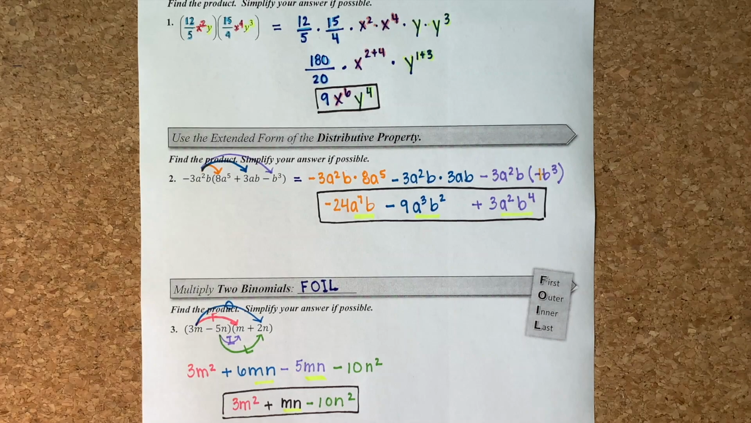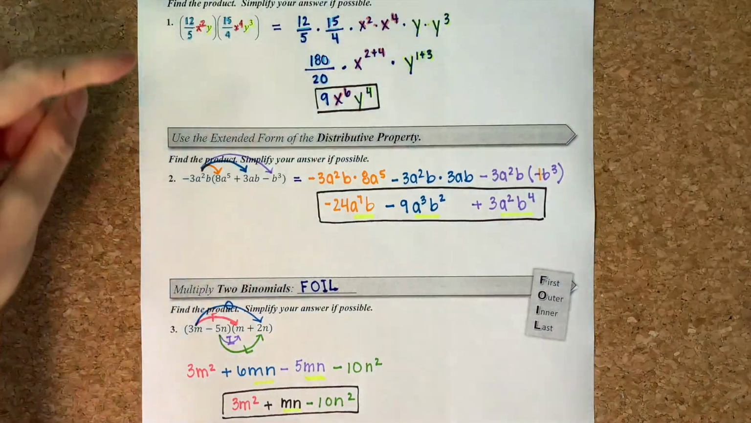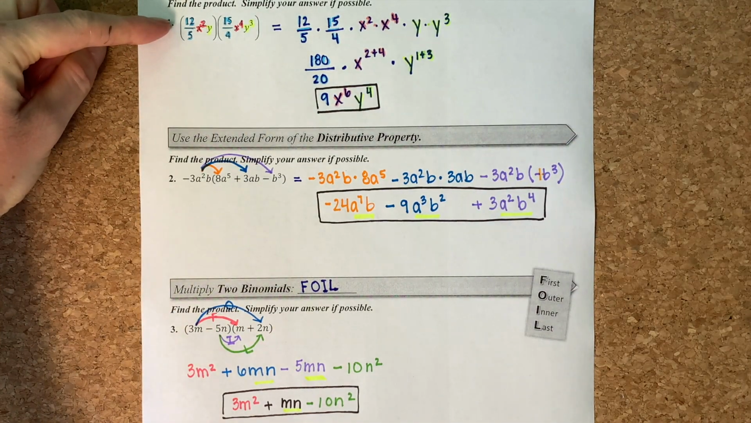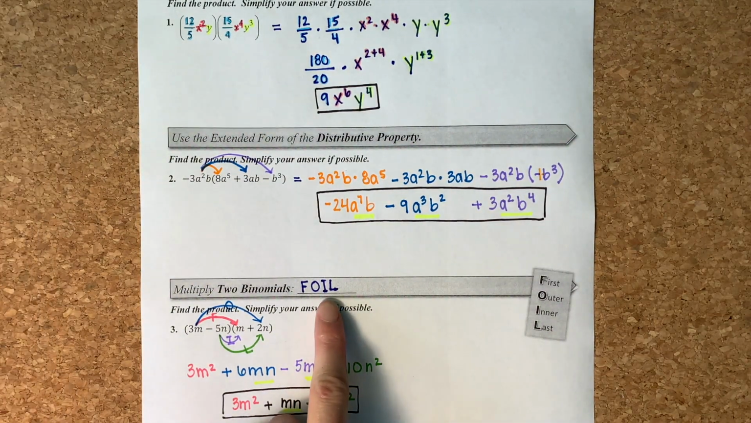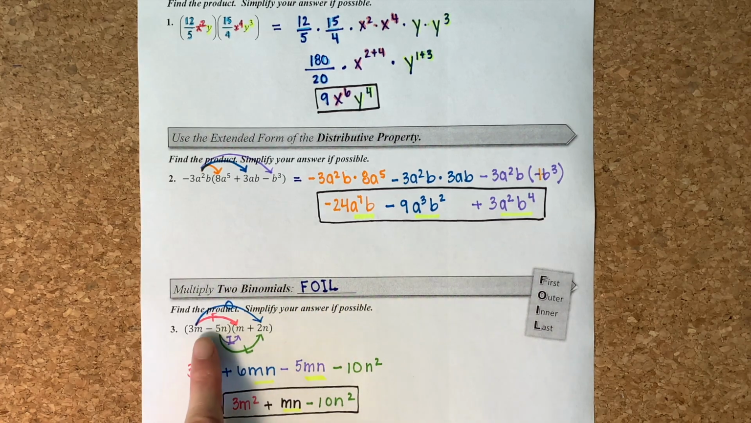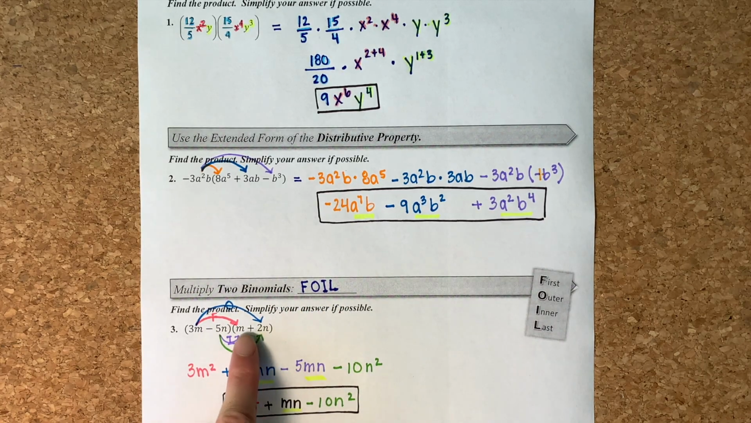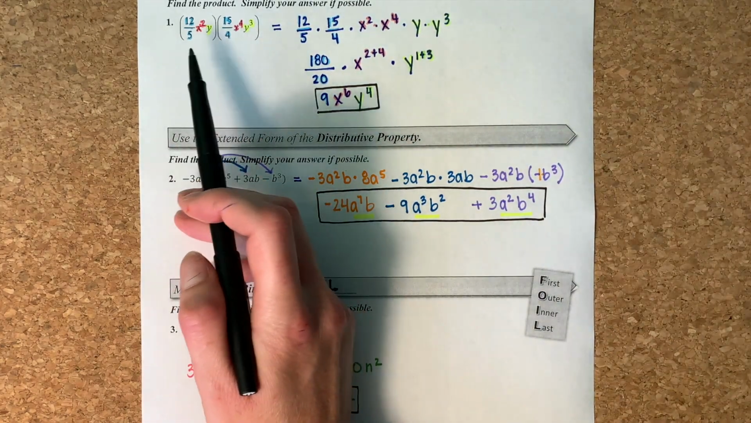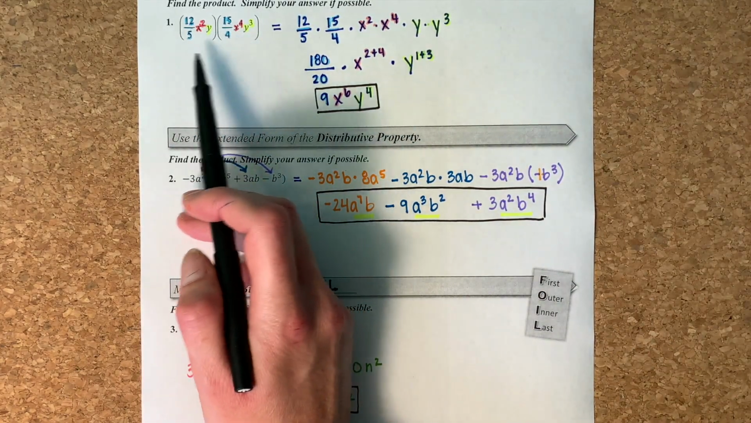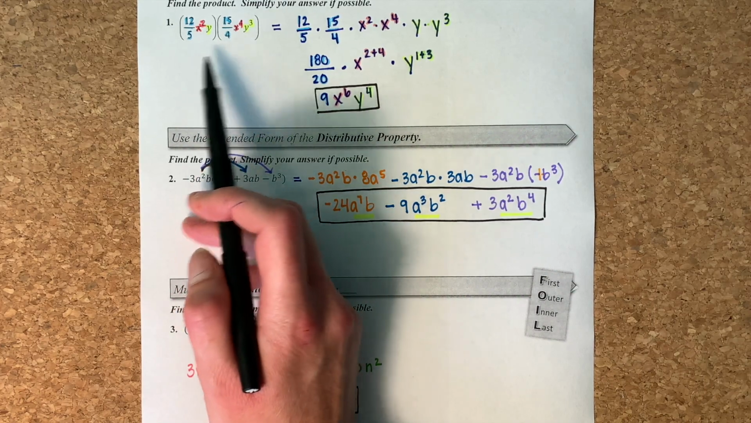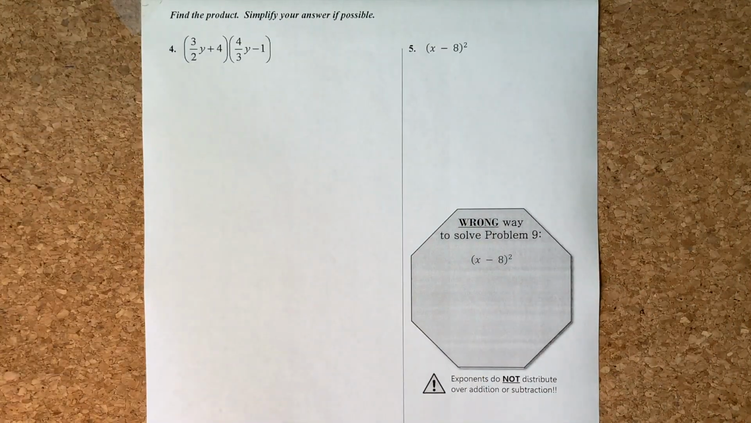Now, a common confusion that comes up is students will see an expression like this and they will try to FOIL. You only FOIL if you see addition or subtraction symbols in both of your parentheses. Here, while we have two parentheses, we don't see addition or subtraction symbols inside those parentheses, so we never would FOIL.